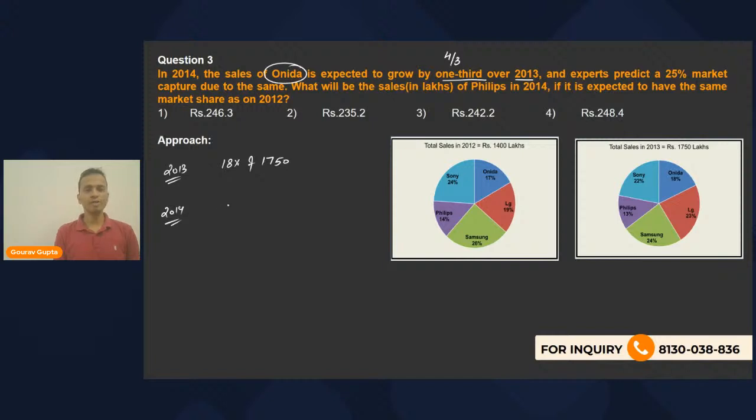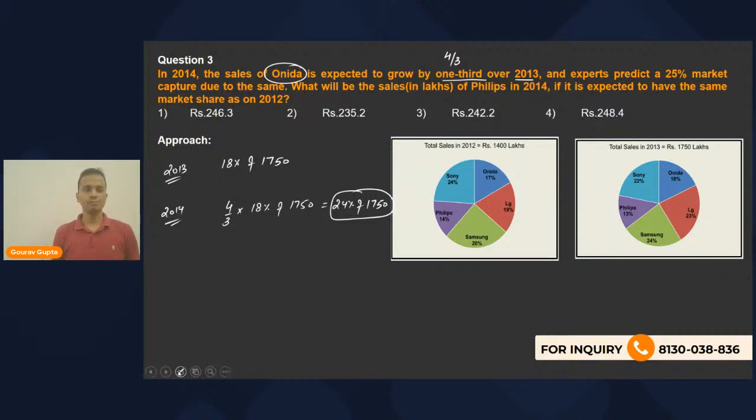So 2014 Onida will become 4/3 of 18% of 1750. 4/3 multiply 18 will be 24. So I can write it as 24% of 1750. Right? Okay. 4/3 multiply 18 is 24. So I have written it as 24% of 1750. Okay. So this is what we are expecting for the sales of Onida in 2014.